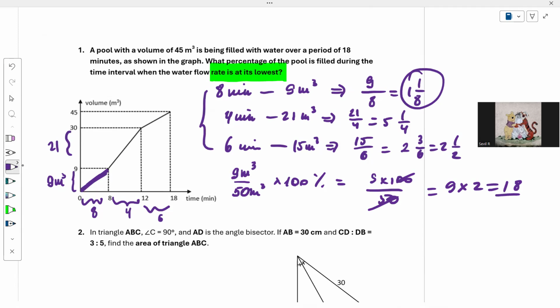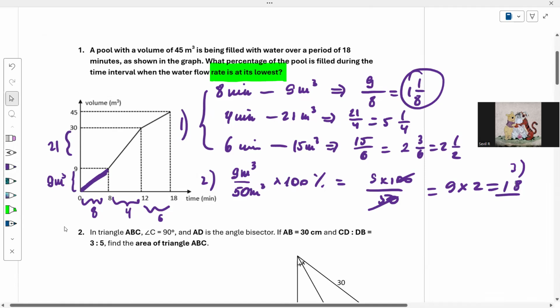So the first part is this. You will get credit for this if you do this. The second part is the calculation part, and the third part is the answer.